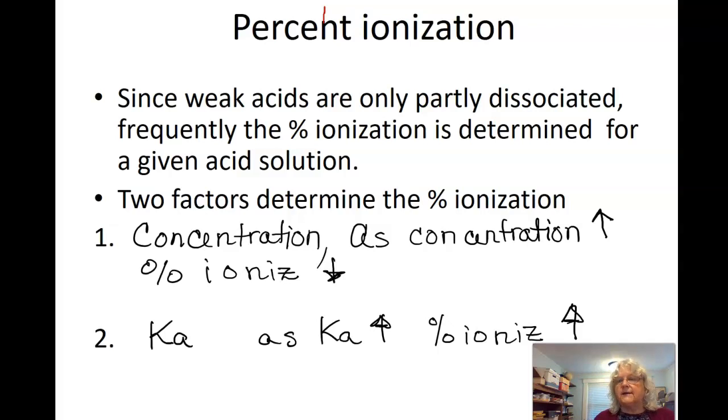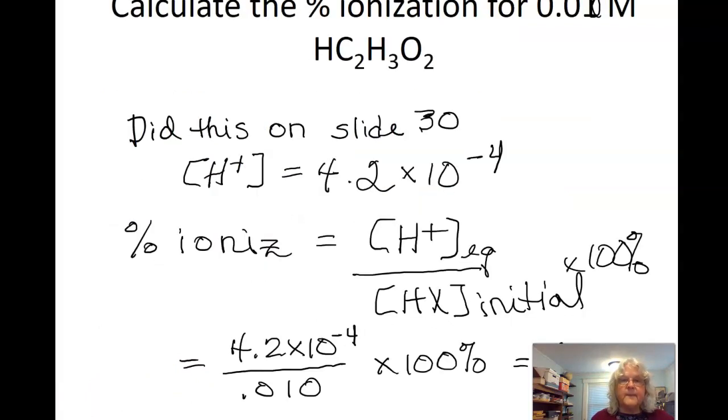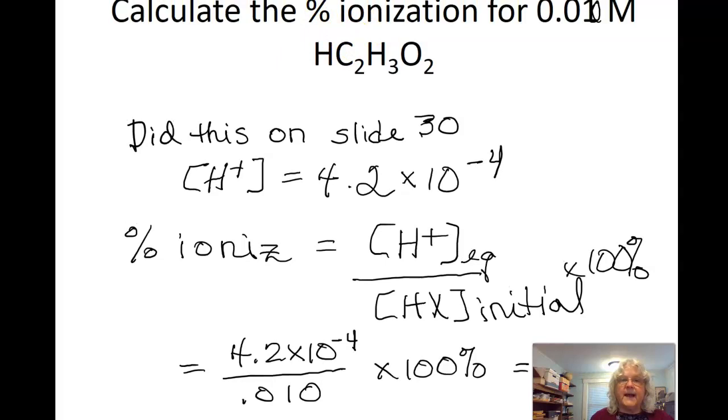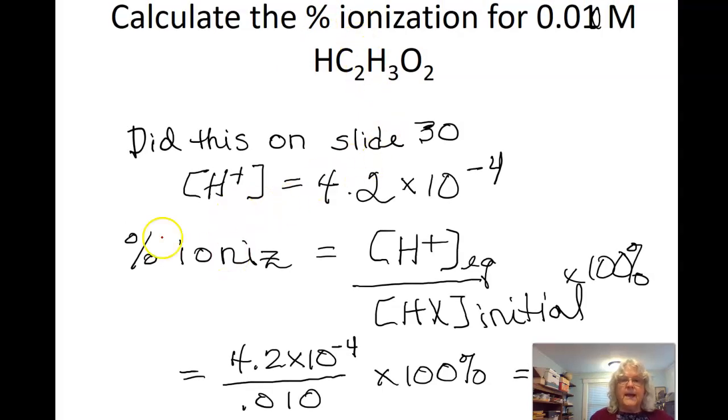And it turns out there's two things that affect that. So one is the concentration of the acid, and this would be for a specific acid. So as the concentration goes up, the percent ionization goes down. The other thing that affects it is the Ka itself. So when I change from one acid to another, the percent ionization changes. So as the Ka gets bigger, the percent ionization also gets bigger. If I want to calculate a percent ionization for an acid, basically what I'm going to do is use the value that I have for the H plus concentration and divide it by the initial acid concentration.